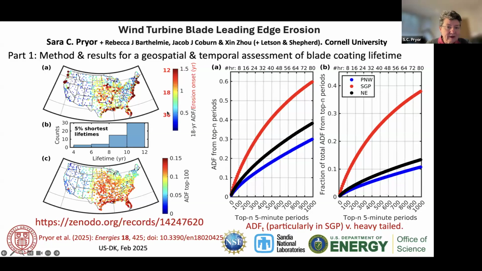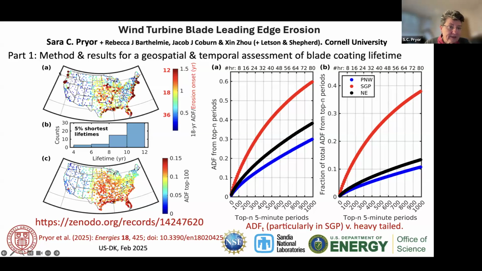This map is our erosion atlas, sorry. So the color of the dot and the size of the dot tells us the 18-year accumulated distance to failure. So if that's more than one, it means it will have failed within 18 years. If it's half, it means it would fail in 36 years. If it's 1.5, then it would fail in 12 years. So the hotter the color, the more erosive the climate is, and the more rapidly that coating would be damaged, and we would start to get material loss, leading edge erosion.